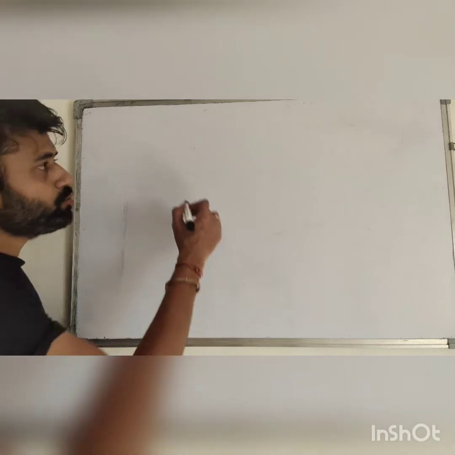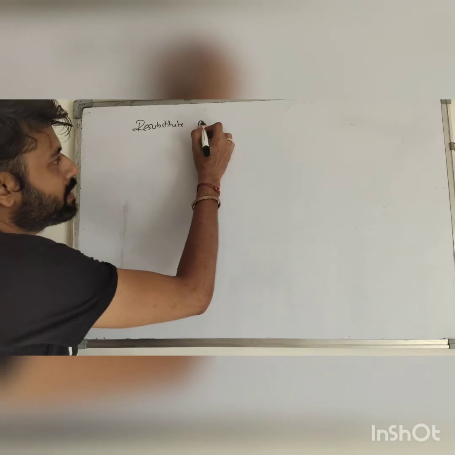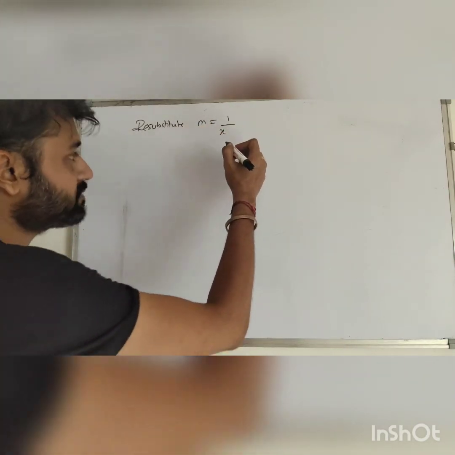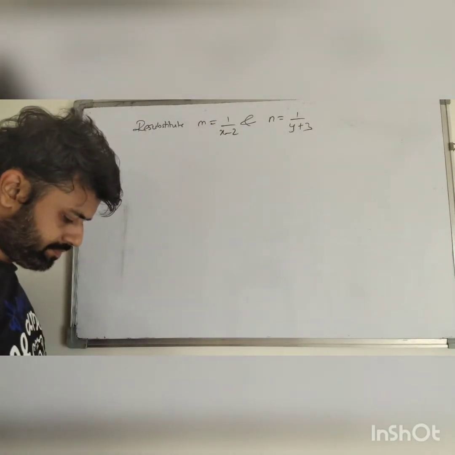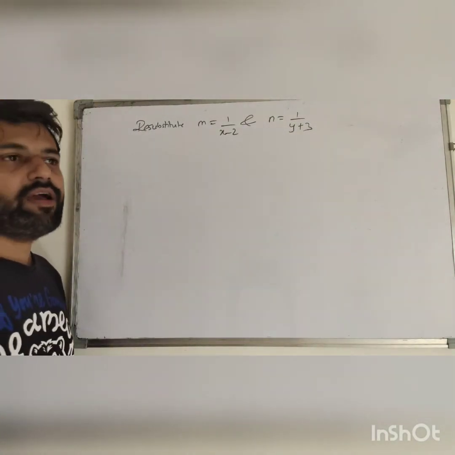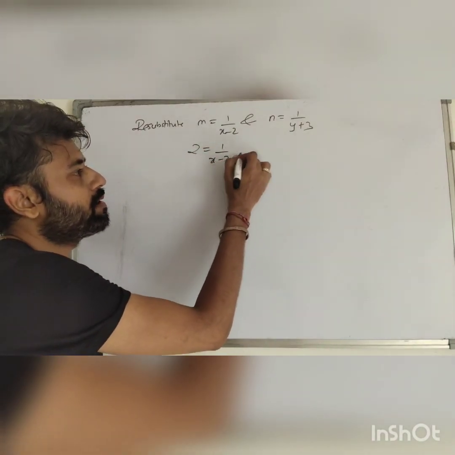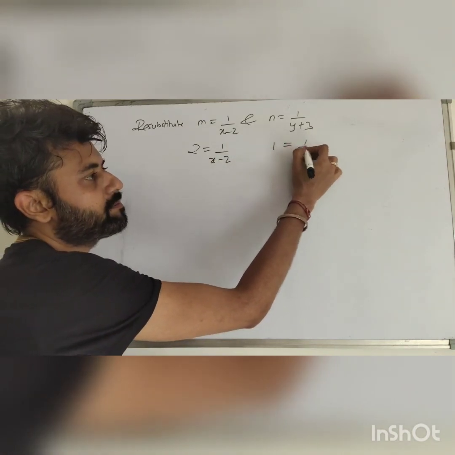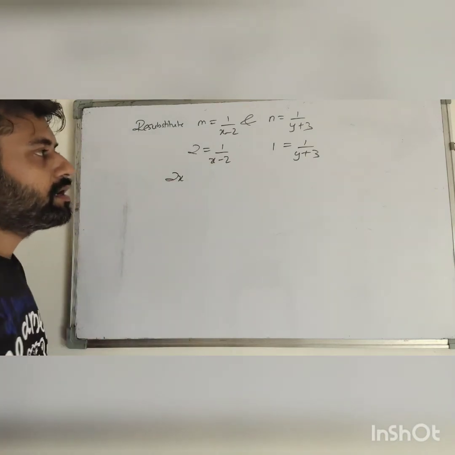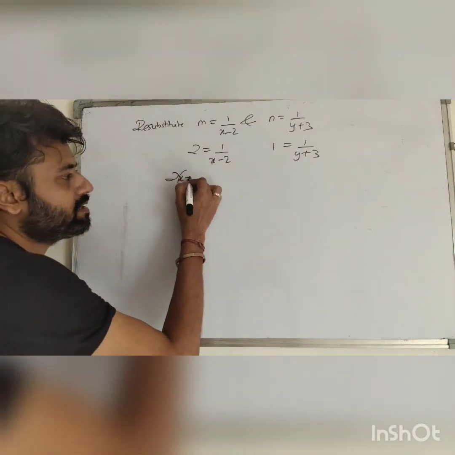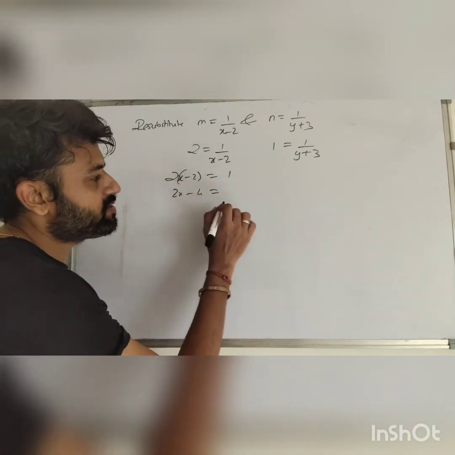Let us now resubstitute. m is equal to 1 upon x minus 2 and n is equal to 1 upon y plus 3. You remember the value of m was 2 and the value of n was 1. Let us take this on the left hand side. It will be multiplied by 2. You get 2x minus 4.